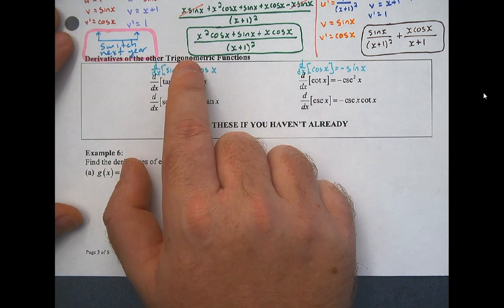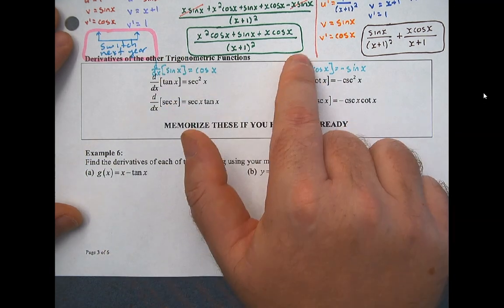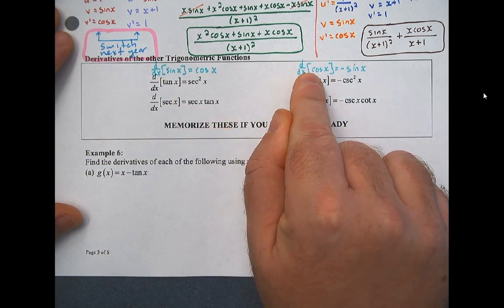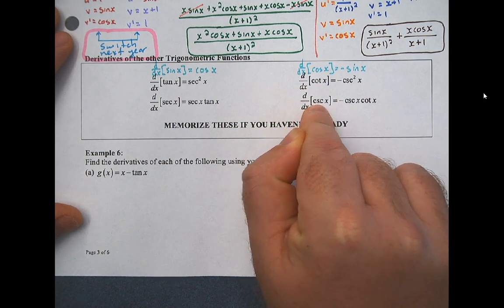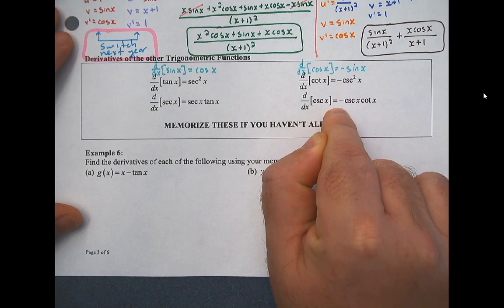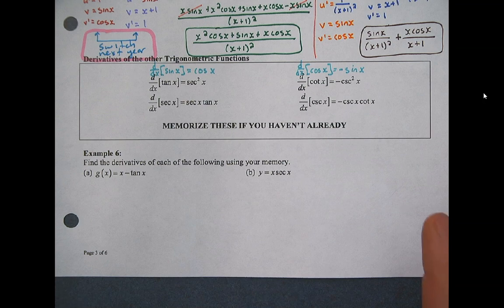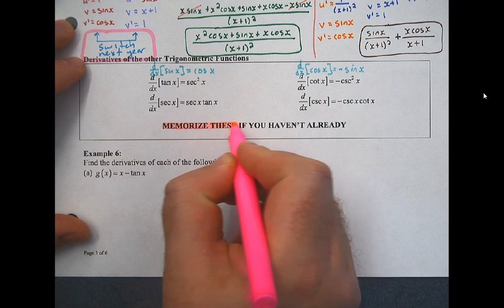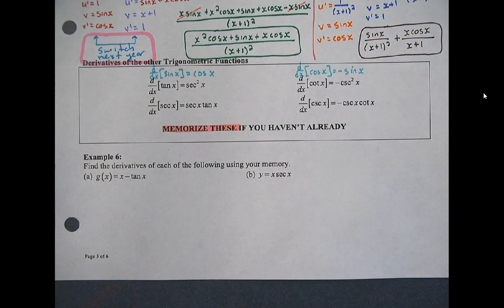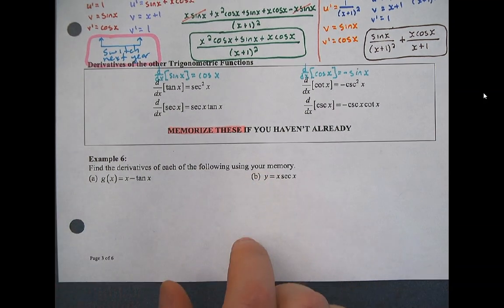So what I did as a student, I memorized these, and then I just worked from these to know these. Now notice, this is cosine, this is cotangent, this is cosecant, and all of those cos, when you derive them, will have a negative out in front. So however you memorize them, that's up to you. That's your call. But I do expect you to memorize these. All right, so let's find the derivative of each of the following using your memory.